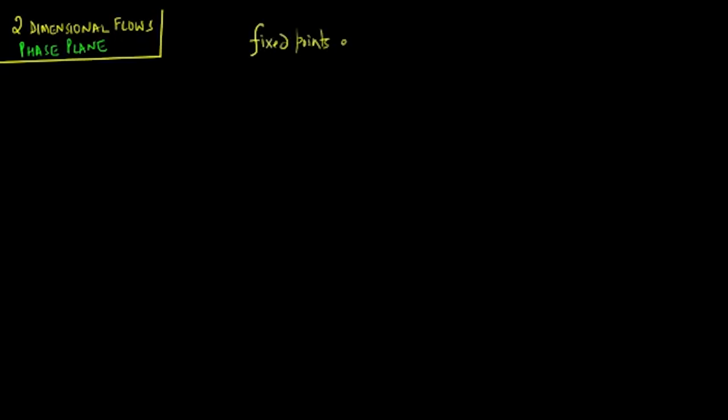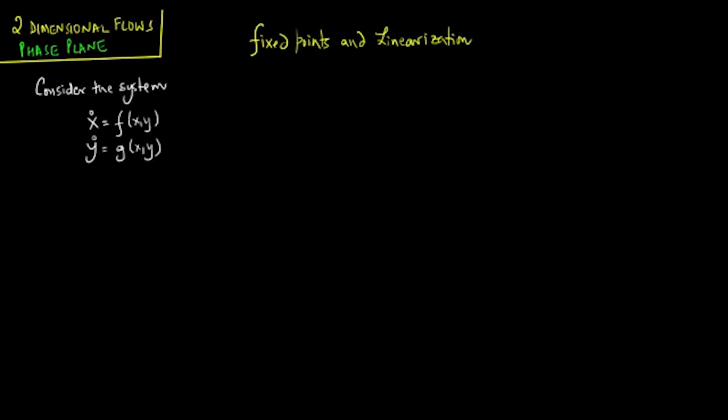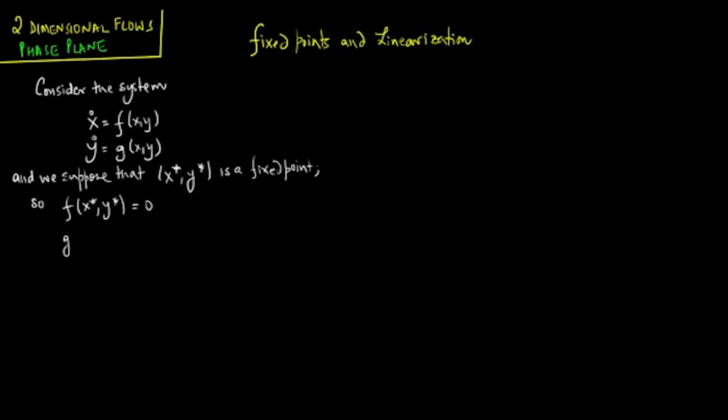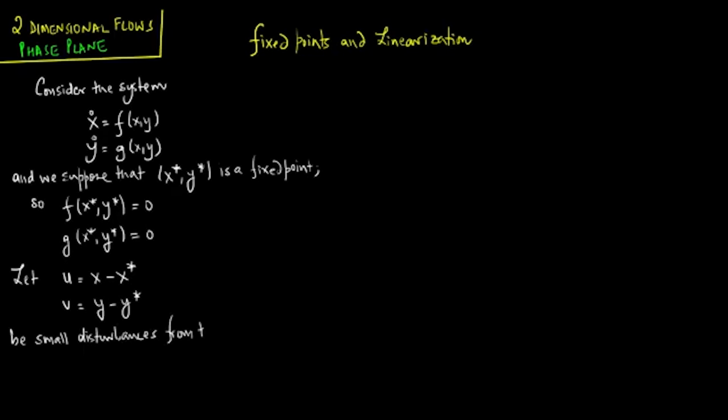In this lecture we deal with fixed points and linearization. So consider the system x dot is equal to f of x, y, y dot is equal to g of x, y, and we suppose that (x star, y star) is a fixed point. So f of (x star, y star) is equal to 0 and g of (x star, y star) is equal to 0. Let u is equal to x minus x star and v is equal to y minus y star be small disturbances from the fixed point.